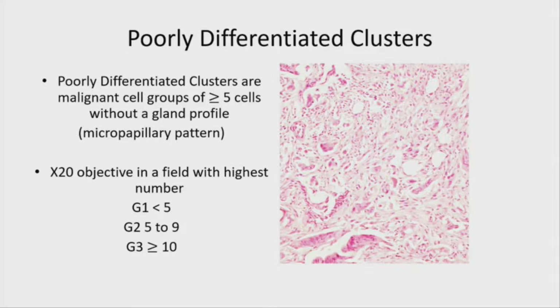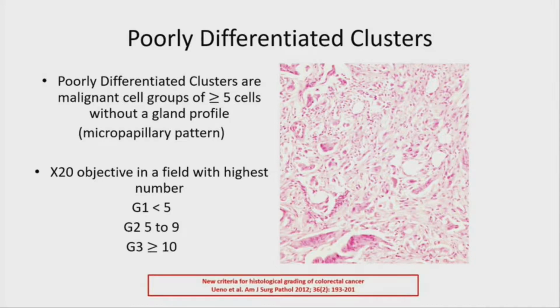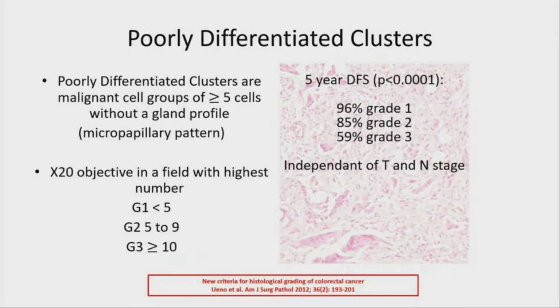This has, if you see grade 3, 17.4% risk of lymph node metastasis versus 6.9% for the others, first described by Ueno et al. in this paper, and has much better kappas than just giving it a grade.